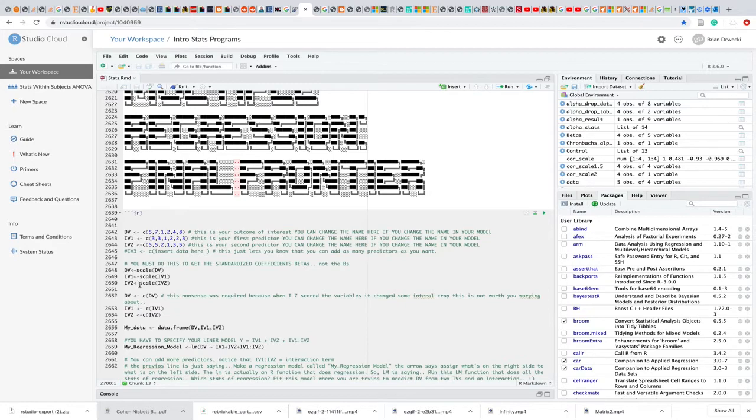So you do scale right here. What that does is it converts everything to standardized scores so that you get betas. Okay, you get those correlation coefficients. If you don't do this step, you're not getting those correlation coefficients.